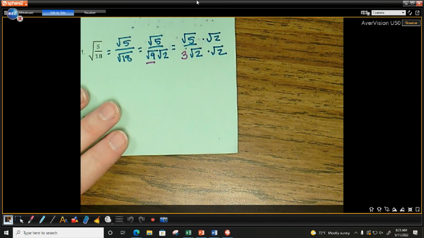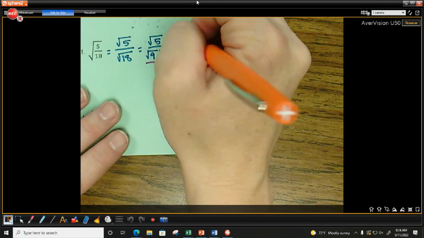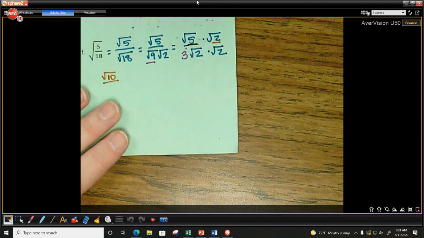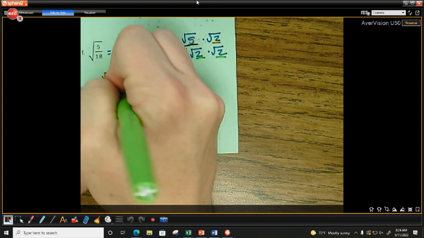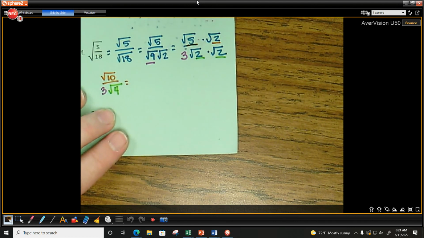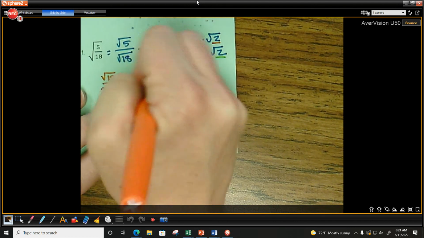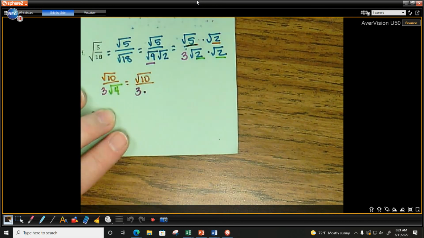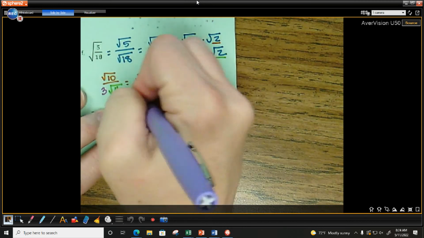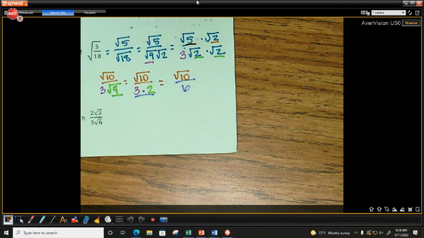So this becomes what in the numerator? Square root of 10 over 3 square root 4. Is 10 divisible by a perfect square? Nope. So square root 10 over 3 times 2, because the square root of 4 is 2. So I get square root of 10 over 6. Guys, are they sometimes a long process? Yeah, that's why I said I think these are the hardest ones. There's a lot of steps there.